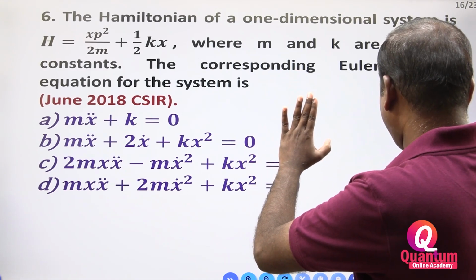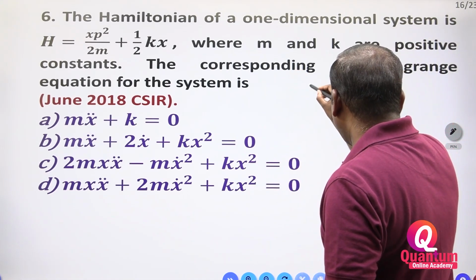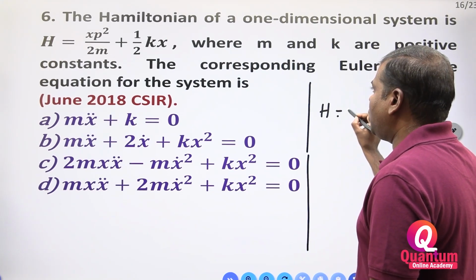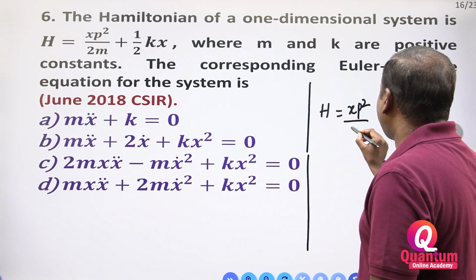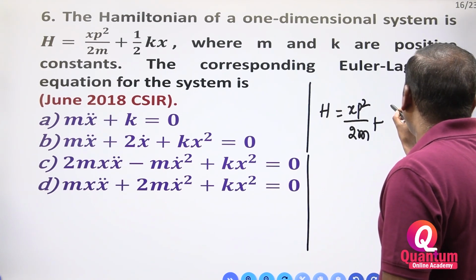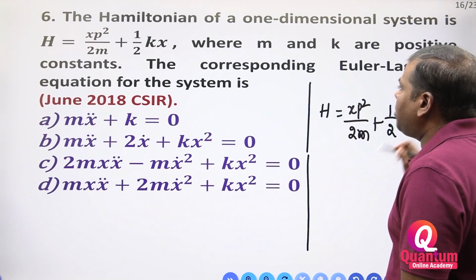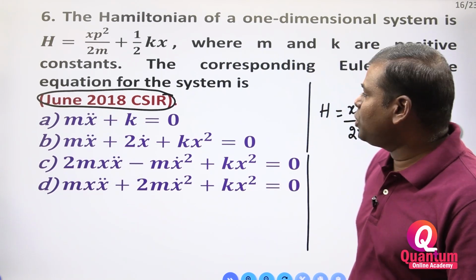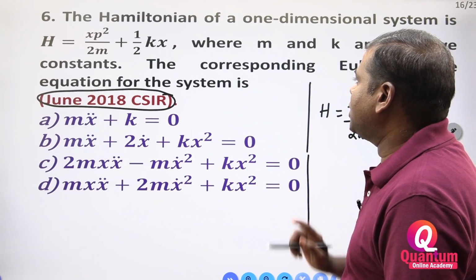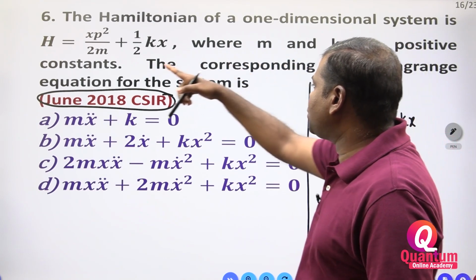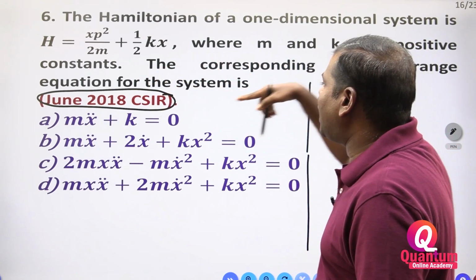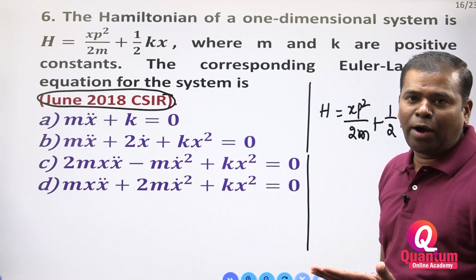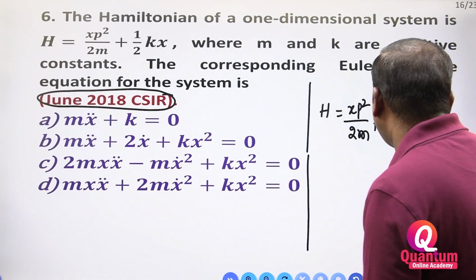The Hamiltonian of one-dimensional system. They are giving the Hamiltonian of one-dimensional system. H is equal to x into p square by 2m plus 1 by 2 kx. This question is CSIR June 2018. June 2018 they asked this question, where m and k are positive constants. The corresponding Euler-Lagrange equation of motion they are asking. First Lagrangian we have to calculate, then equation of motion we have to calculate.